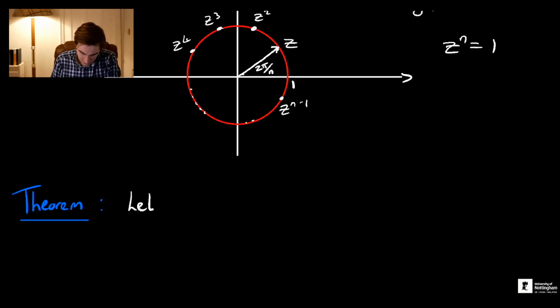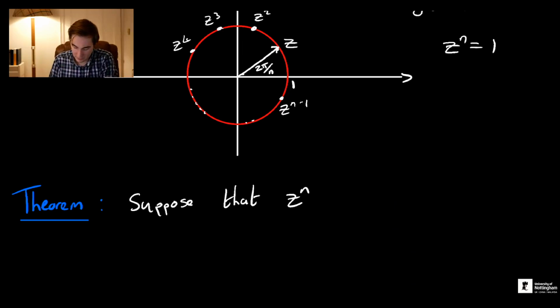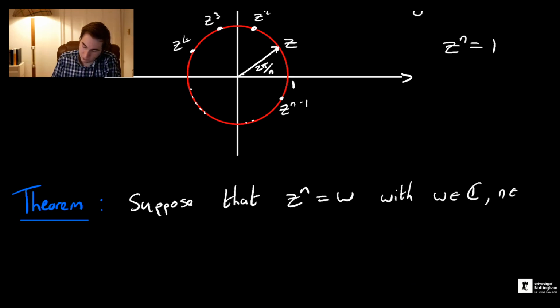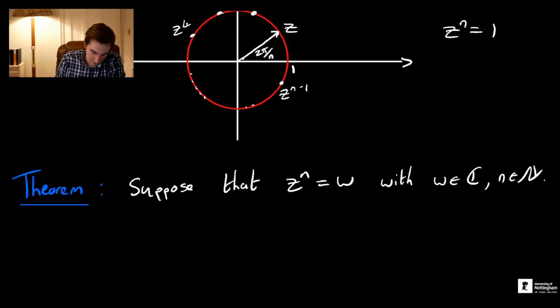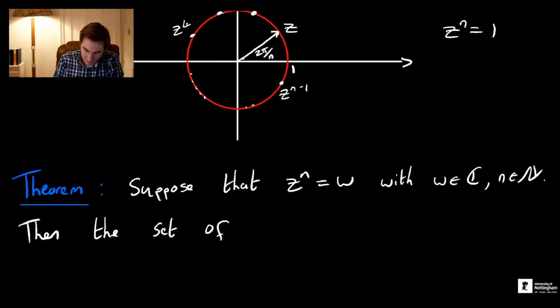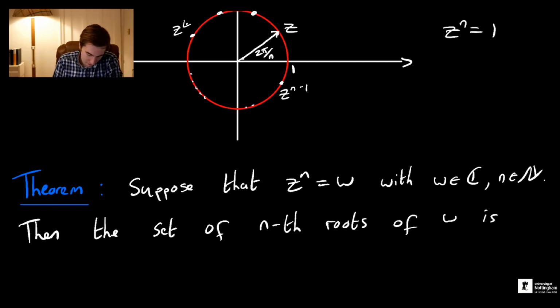So let z, we can write it as, instead, let's say, write it as we've done in the notes. Suppose that z to the power of n equals w, with w in the complex numbers, and we'll take n to be a natural number. Then the set of nth roots of w is given by what?